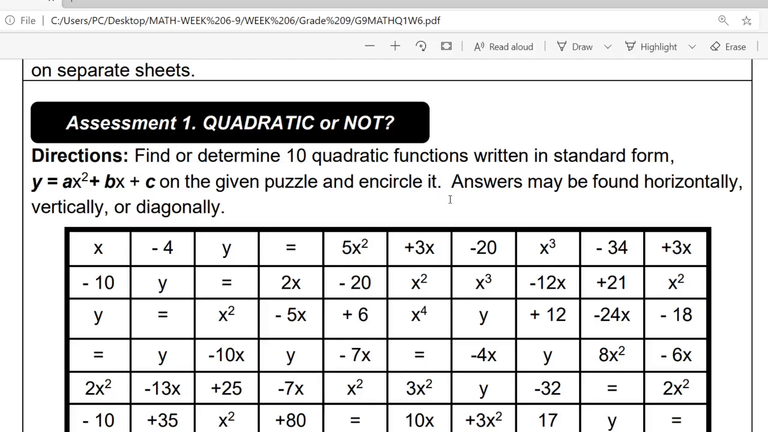So answers may be found horizontally, so pwede pa ganyan, pwede vertically, pwede rin diagonally. Okay, pwede rin pa ganyan, pwede rin diagonal, pwede rin pa ganyan. Okay, so pwede horizontal, vertical, pwede diagonal, as long as it is a quadratic function.